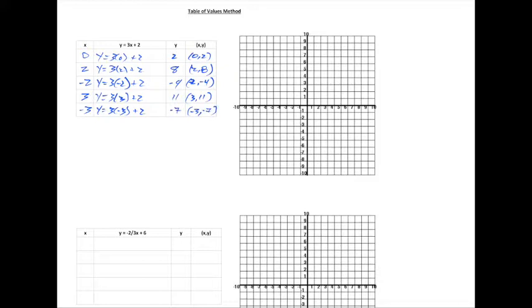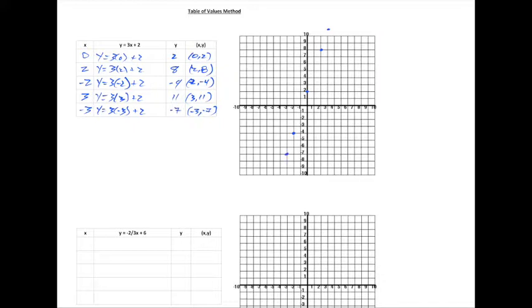And now we can just plot these. So we go over to (0, 2), put a point. (2, 8). We go over 2, up 8, put our point. (-2, -4) is going to be over to the left 2 and down to negative 4. And we put our point. (3, 11). Now if you notice, I go over 3, and 11 is actually off our graph paper. So I'm just going to estimate with a dot right here. Okay? And then we have (-3, -7).